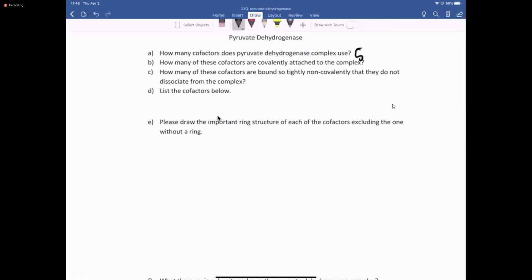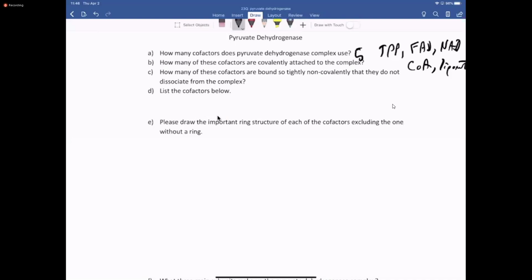and that's going to be considered TPP, FAD, NAD, CoA, and lipoamide. And these are all cofactors.